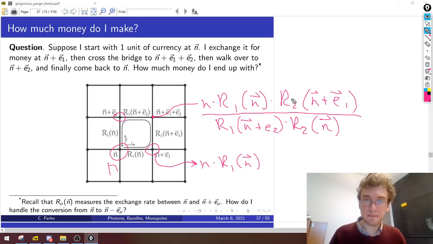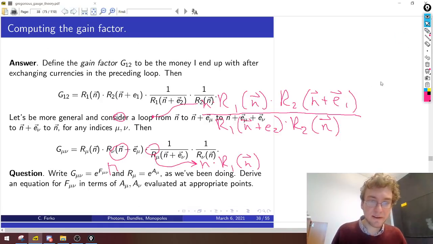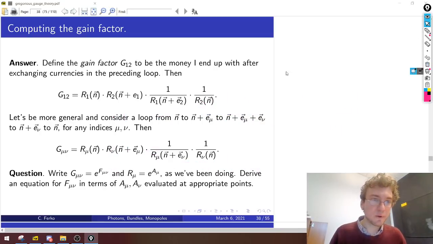Start with n and then multiply by this ratio. And let's go forward and see if I did it correctly. R1 at n, R2 at n plus E1, R1 at n plus E2, R2 at n. Good, good. Okay, so we were correct. I'll define that number to be a gain factor. So for instance, the gain factor was 2 in the Deutsche Mark example. So the gain factor, say G12, where 1, 2 is because I first go along the 1 unit vector and then along the 2. That gain factor, as we just argued, is this.